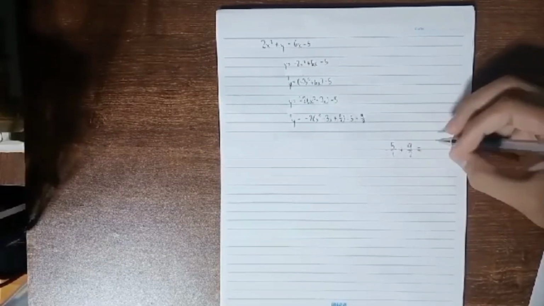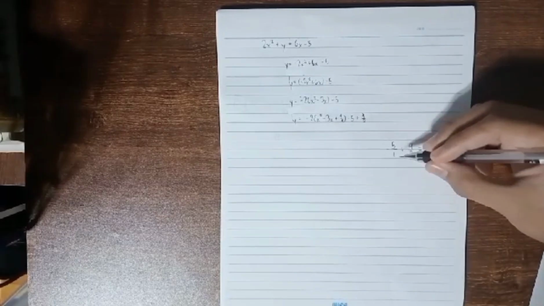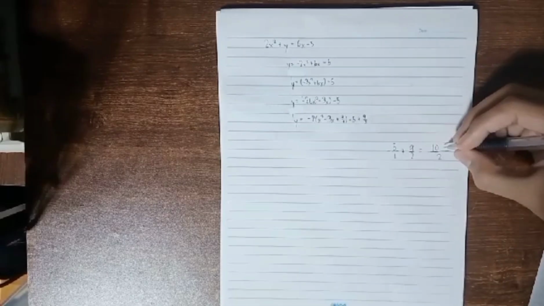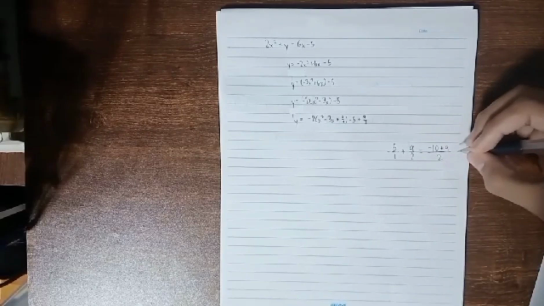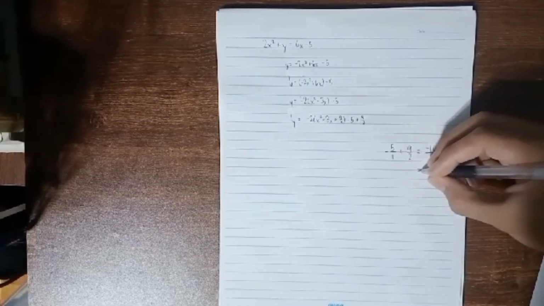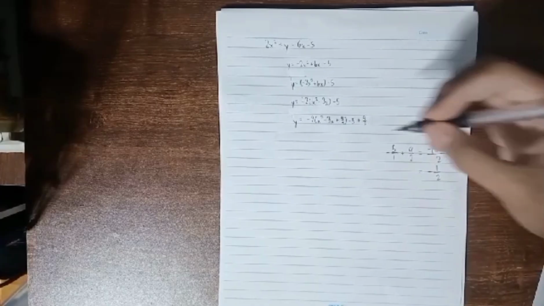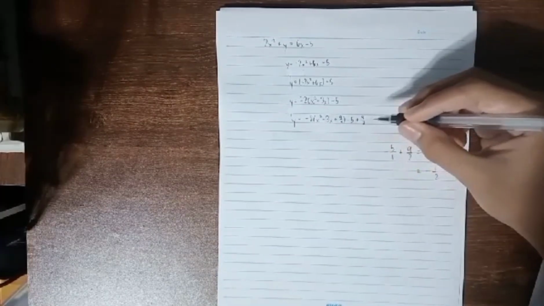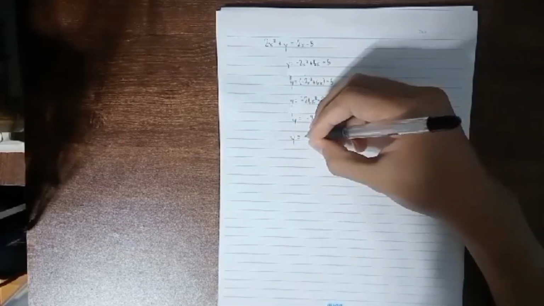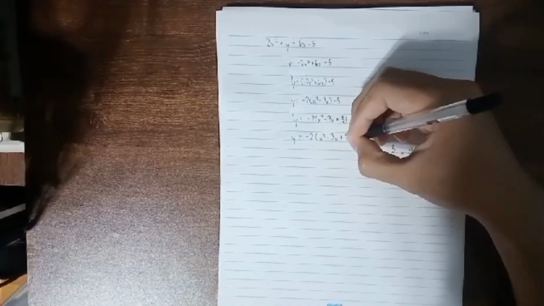So the LCD is 2. 2 divided by 1 is 2, multiplied by negative 5 is negative 10, plus 9. So the value of this is negative 1/2. So the result of negative 5 plus 9 over 2 is negative 1/2. So 3x plus 9 over 4.